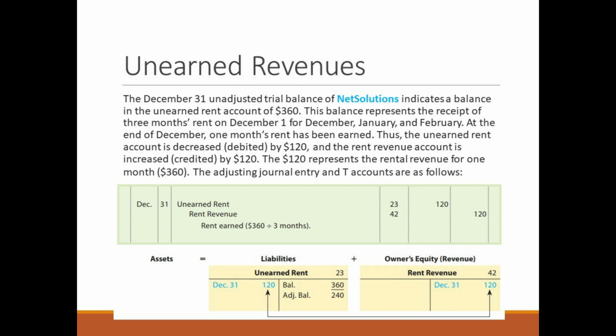After the adjusting entry is recorded and posted, the unearned rent account has a credit balance of $240. This balance is a liability that will become revenue in a future period. Rent revenue has a balance of $120, which is revenue earned during the current period.